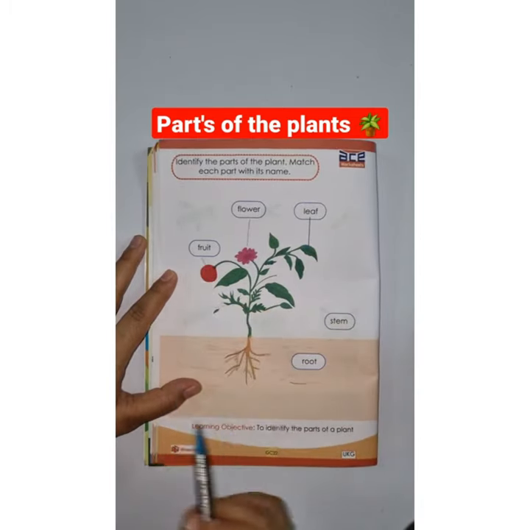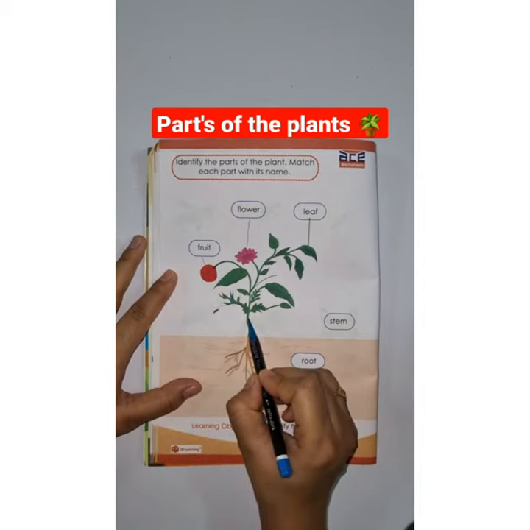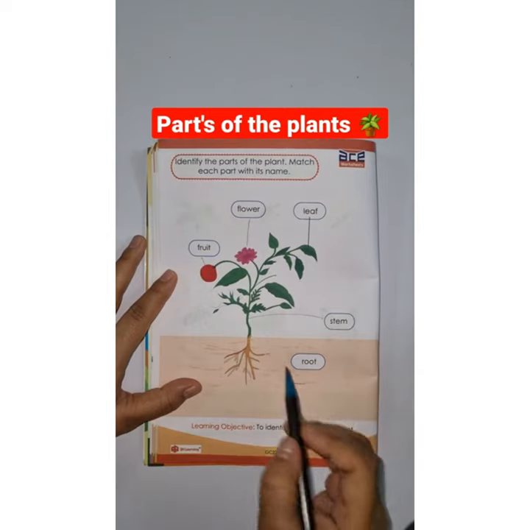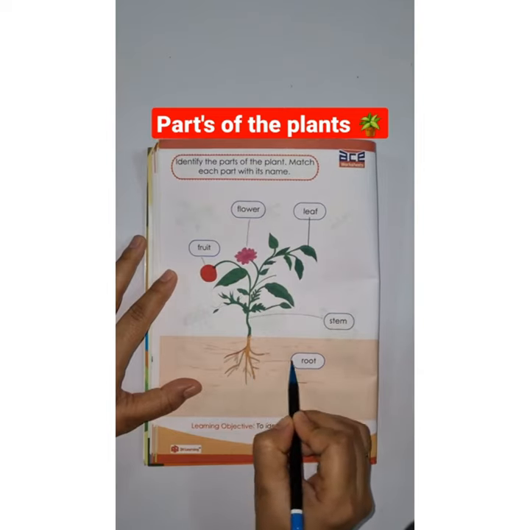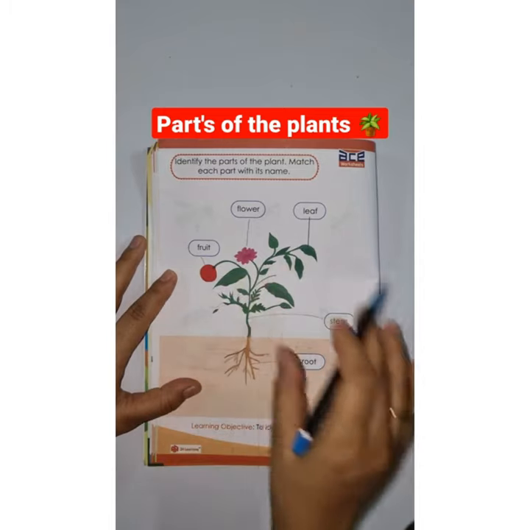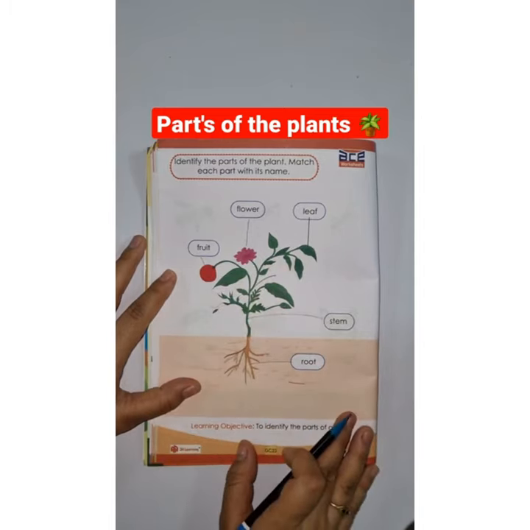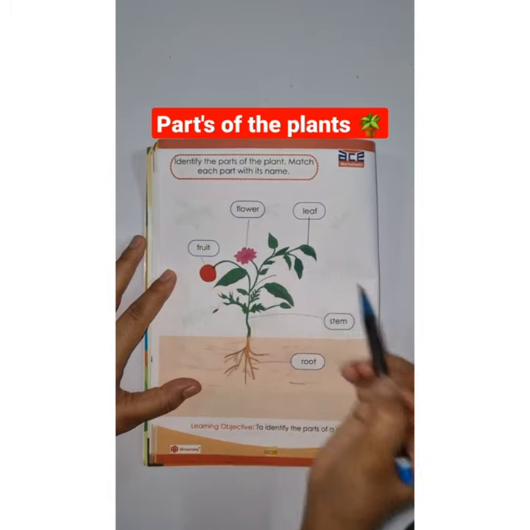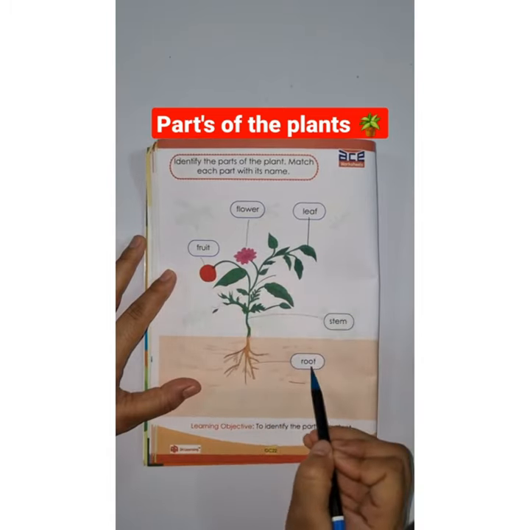F-R-U-I-T, fruit. And this is a stem. S-T-E-M, stem. This is a root. R-O-O-T, root. These are the parts of plant. Fruits, flower, leaf, stem, root.